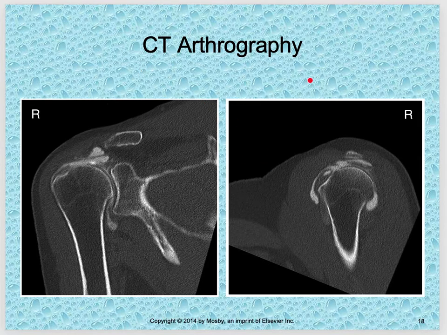So CT arthrography, once again, they're going to go to CT. You can see the dye in here. These are coronal and sagittal views of the shoulder, and then they're going to use those to continue to diagnose what may be going on with any of the capsule or the tendons around that shoulder.